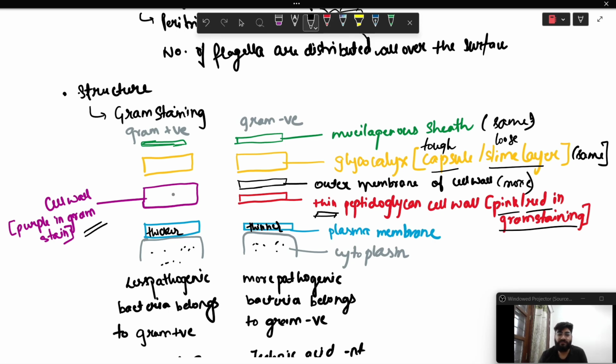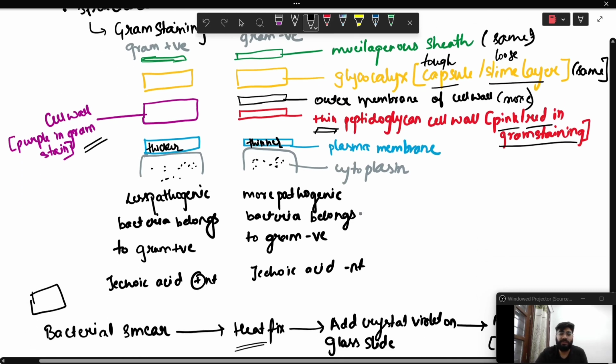Then the cell wall is different, as it has one component in gram positive and two components in gram negative. One is the outer membrane of the cell wall, and then there is the thin peptidoglycan cell wall. Then we have a thicker plasma membrane in gram positive, a thinner plasma membrane in gram negative, and the common cytoplasm, which is similar.